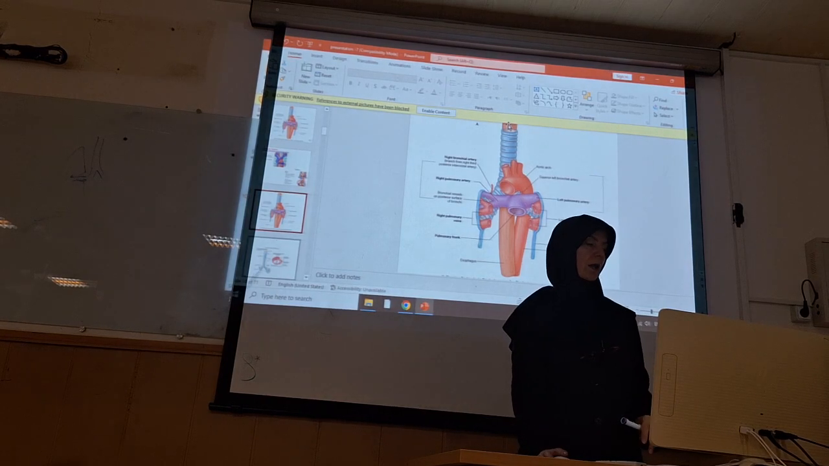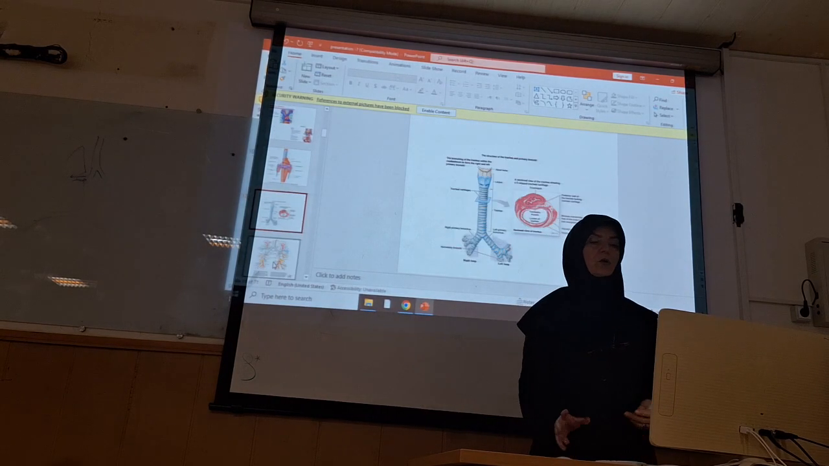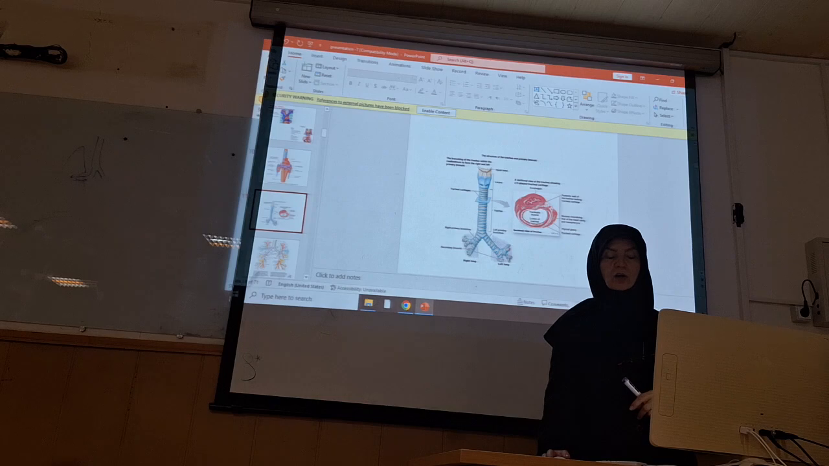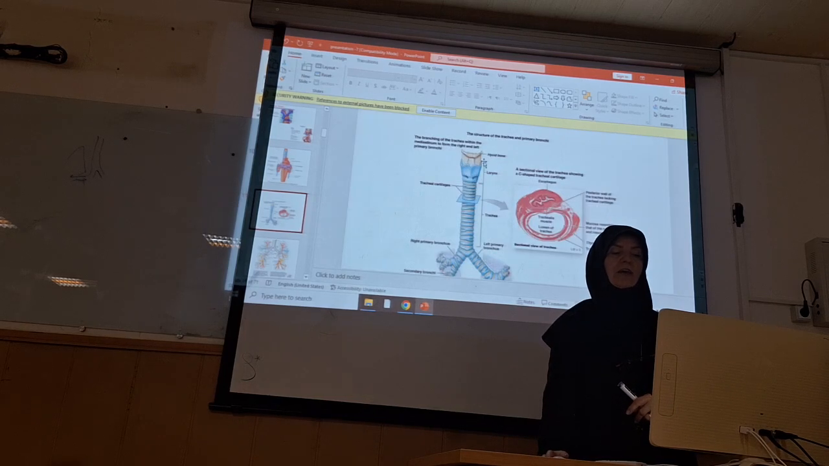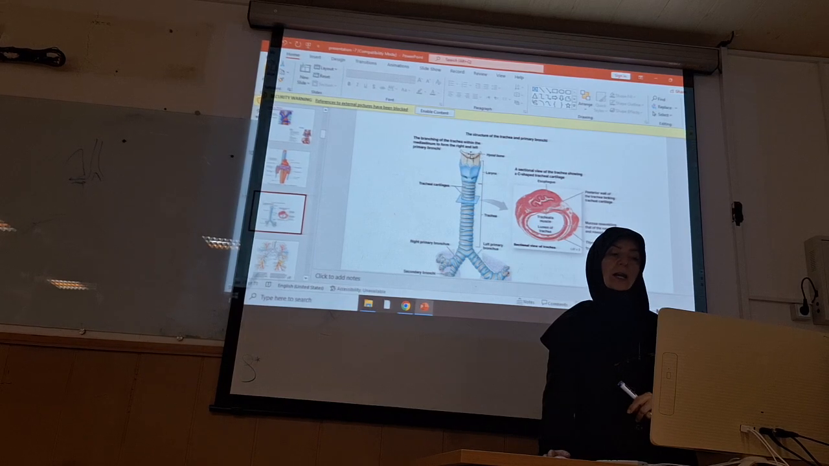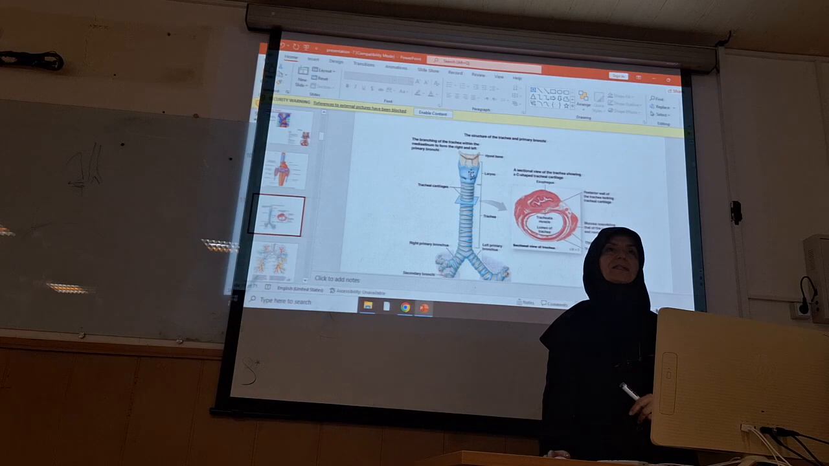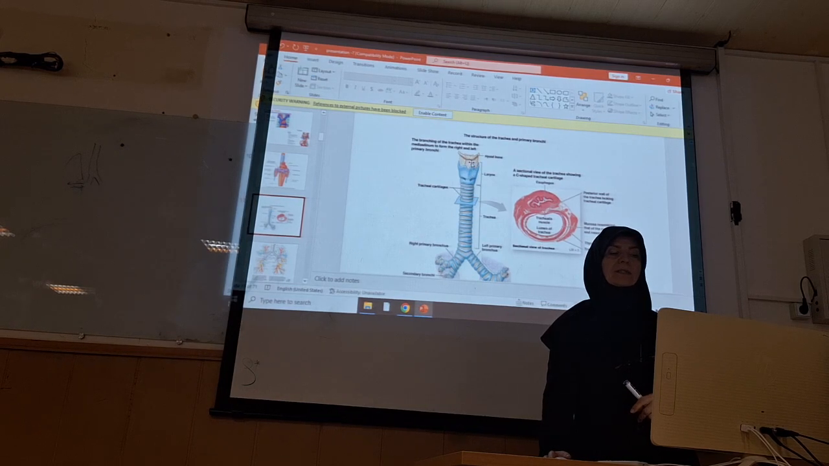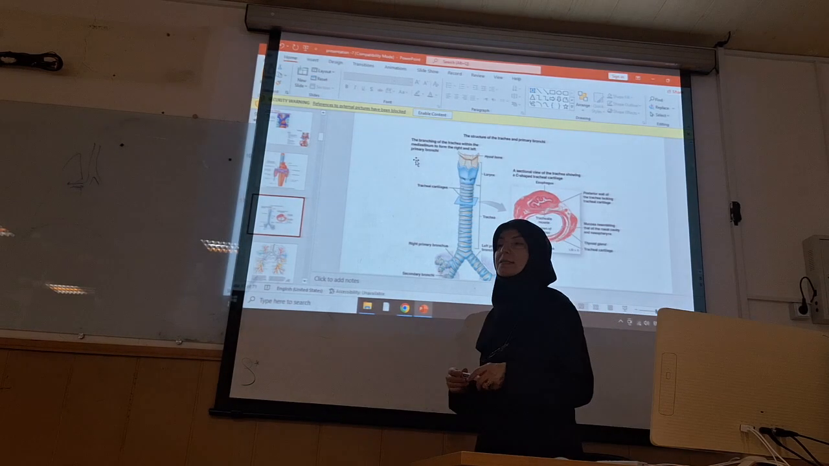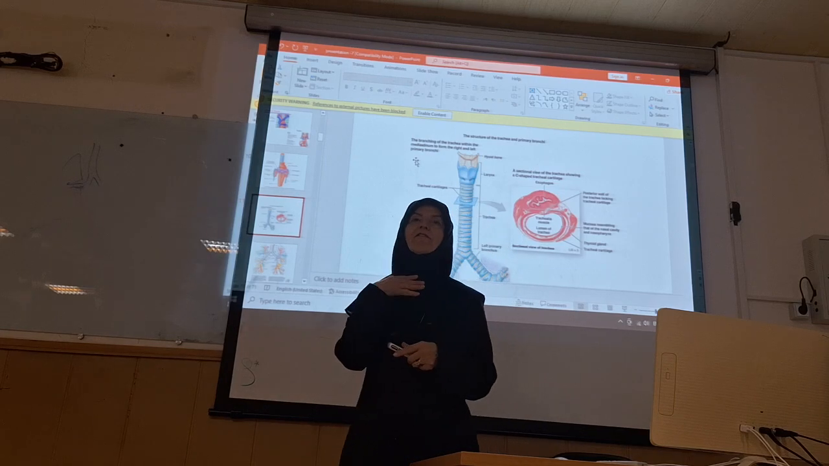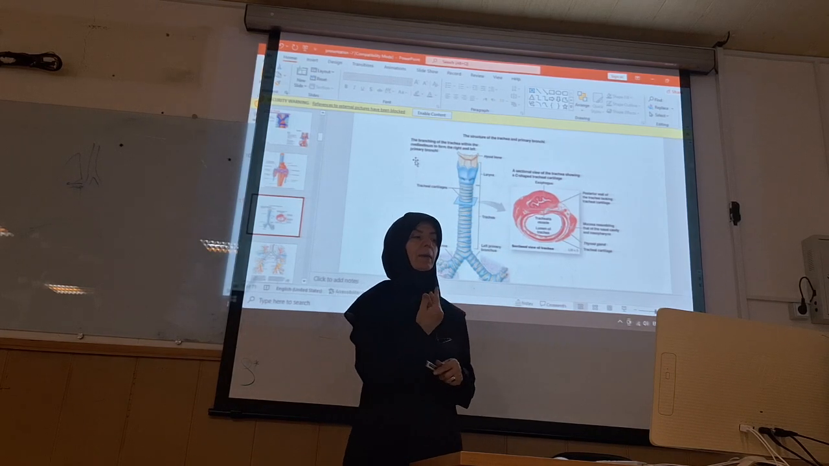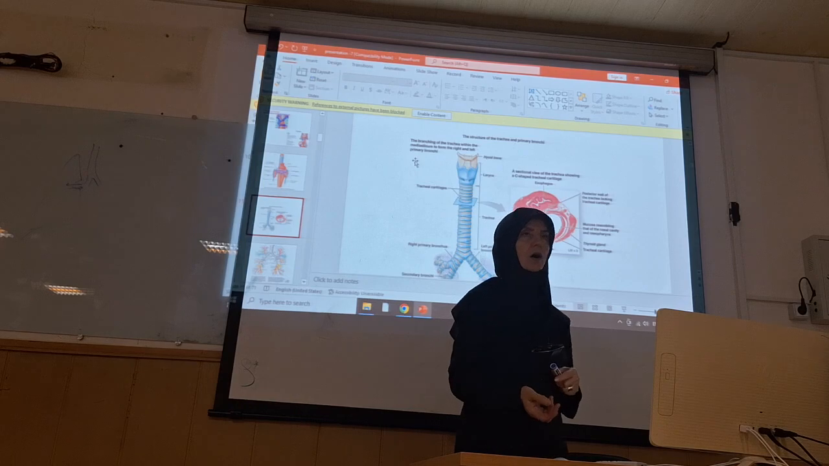Okay? Now here, you are going to look at the trachea. The trachea begins inferior to the larynx. The larynx is formed by some cartilage, some membrane, some ligament, some muscle. Inferior to the larynx, I am able to show you the trachea.